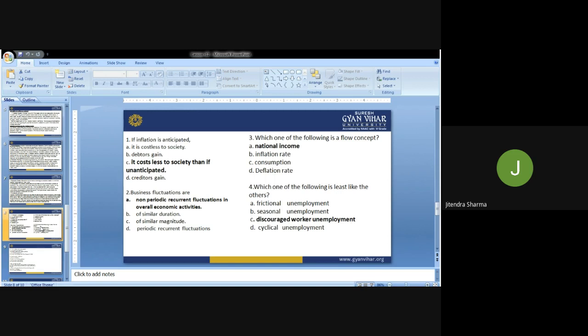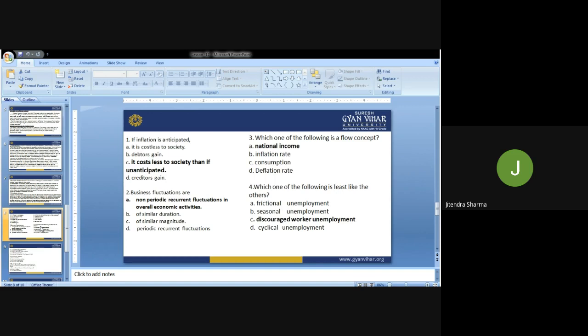The first question: if inflation is anticipated, then out of the four options in front of us, what is the result? It costs less to society than if unanticipated. It means if inflation is anticipated, the right answer is it costs less to society than if unanticipated. Then the second question: business fluctuations are non-periodic recurrent fluctuations in overall economic activities.